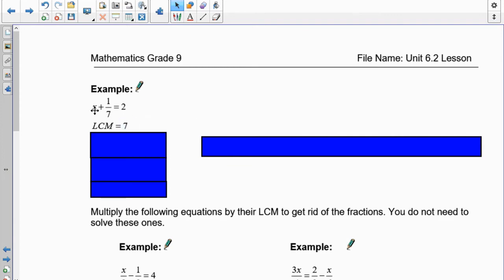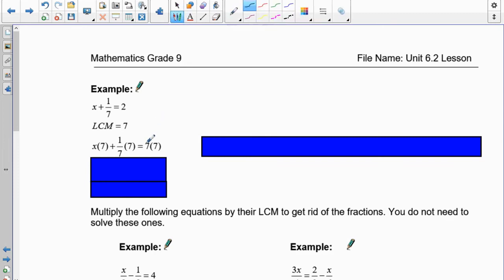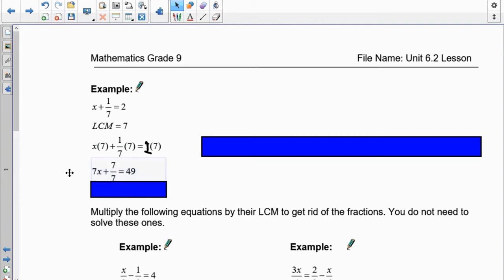So I have to multiply every single term. Important. Every single term. X has to be multiplied by 7. 1 over 7 has to be multiplied by 7. And this 2 has to be multiplied by 7. Okay? Now, when I do that, x times 7 is 7x, right? And 1 over 7 times 7, mathematically it looks like this. There's a 1 there. 7 times 1 is 7, and 7 times 1 is 7. And of course, 2 times 7 is 14.